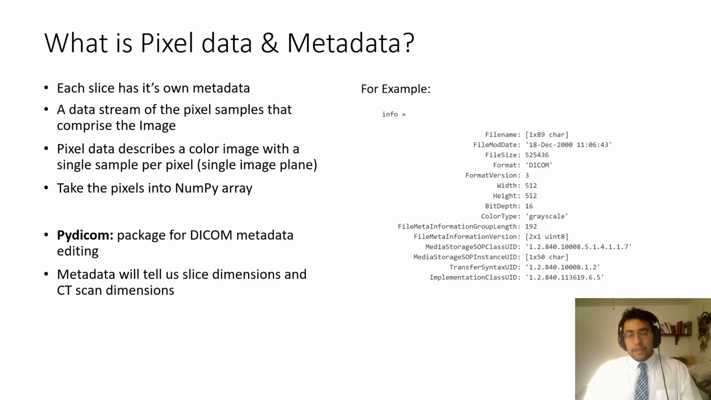So again, pixel data and metadata. Each of these DICOM files that I showed you in that folder image is its own slice, and each DICOM file has its own metadata. And so we have to take the pixel data out of each DICOM file and put it into numpy arrays in the Python coding. Essentially, numpy arrays are used for matrix math, and they're used in deep learning models.